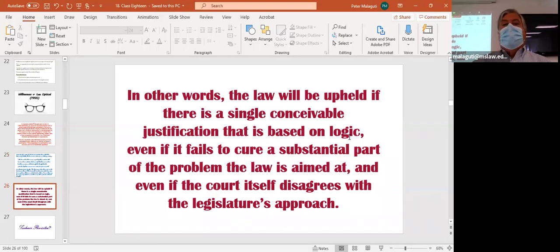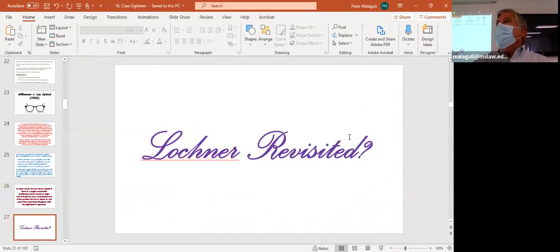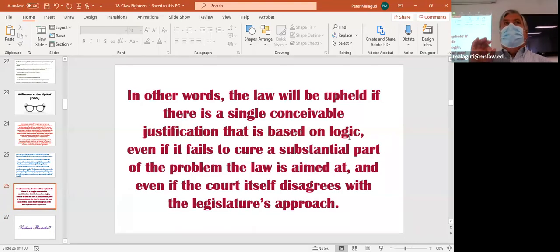If there is a single conceivable justification that is based on logic, even if it fails to cure a substantial part of the problem the law is aimed at, and even if the court disagrees with the legislature's approach, it is going to be upheld. Furthermore, a law doesn't have to tackle all of the problems at once. Okay? It doesn't have to be a perfect fit with the problem. It can take incremental steps towards repairing the problem. Okay? So I promise you this will be on the bar exam. Is that enough to get your attention? Okay.